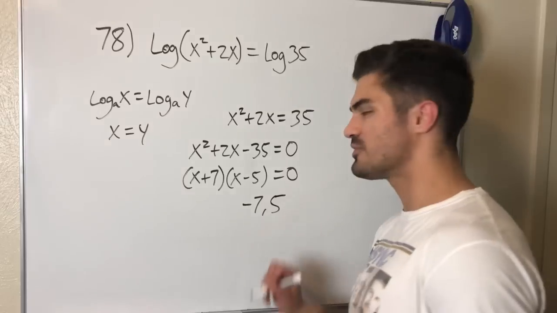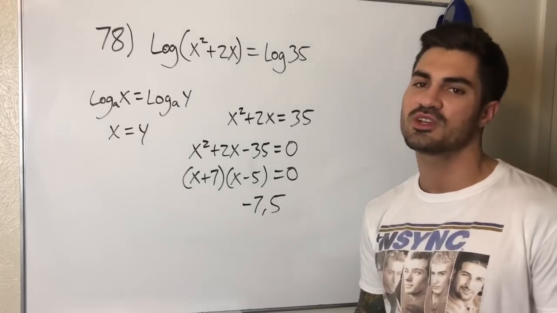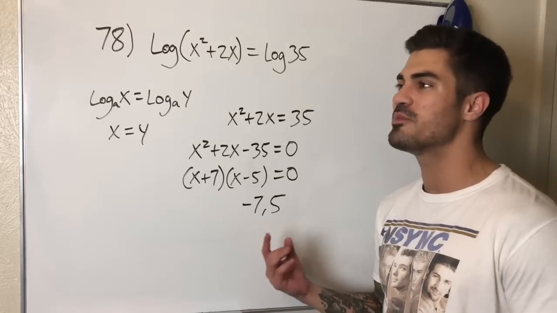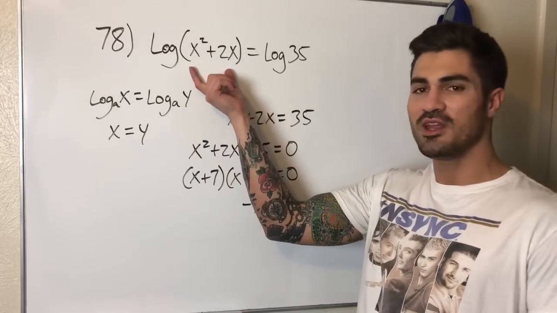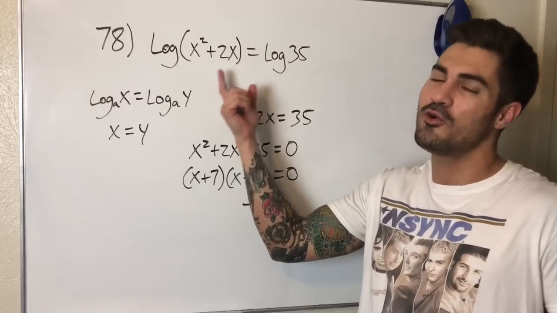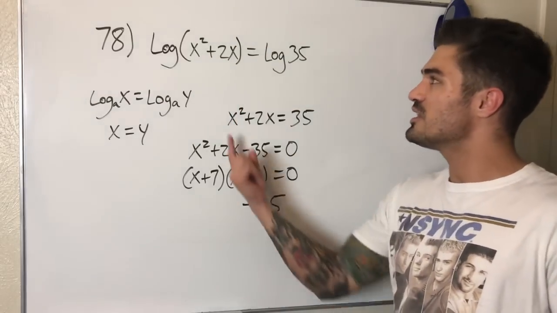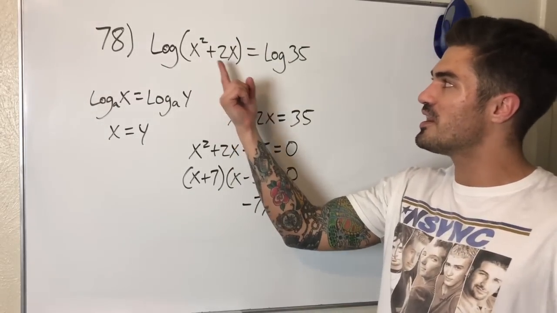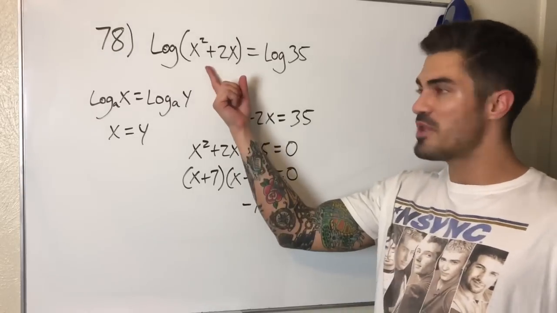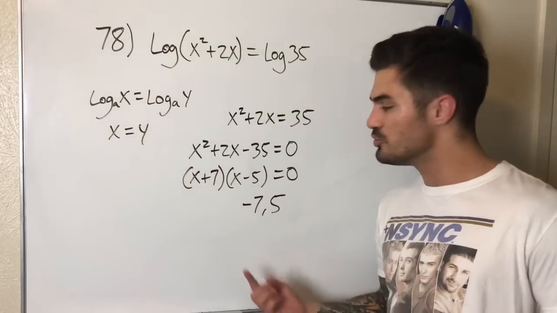But what do I have to do? I have to be real careful with problems like this. I have to go back and plug each one of these in and make sure they work. Always remember this, because the domain, whatever's inside these parentheses, cannot be 0 or less than 0, okay? So with negative 7, when I plug it back in, I get 49 minus 14. That's still positive. We're good. And when I plug 5 back in, I get a positive. So both these solutions work, all right?